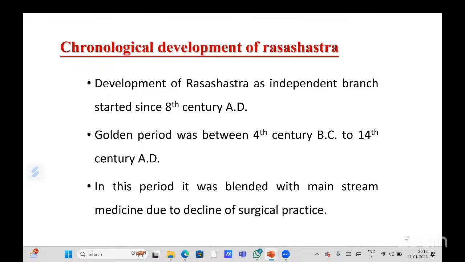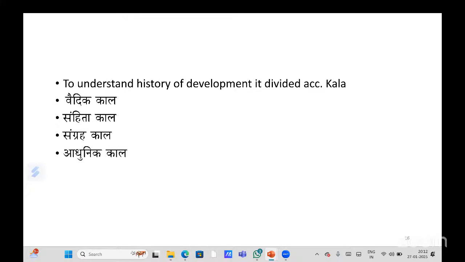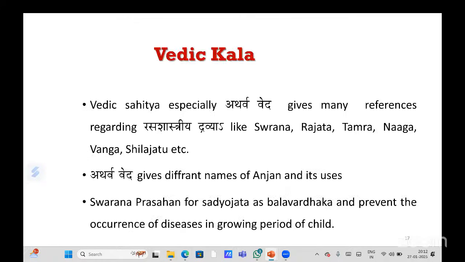So to understand the history of development of Rasashastra, we can divide the time period into Vedic Kala, Samhita Kala, Sangraha Kala and Adhunika Kala. So in Vedic Kala, like in Atharva Veda, we will get many references to Rasashastra dravyas, Swarna, Rajata, Tamra. In a similar way, the Atharva Veda gives different names of Anjana and its uses. Swarna Prashana for a newborn as a Balavardaka and to prevent occurrence of diseases in the growing period.